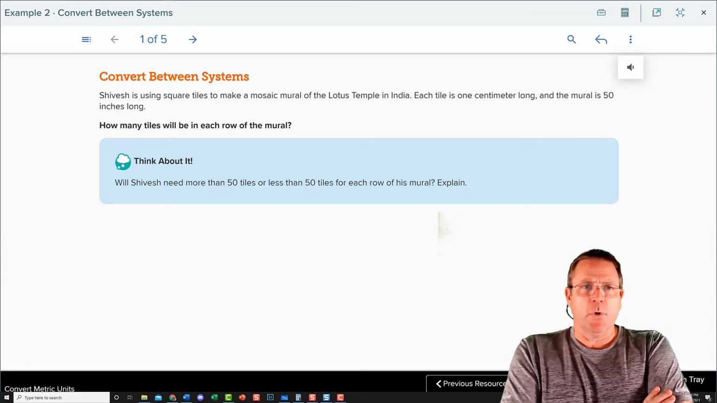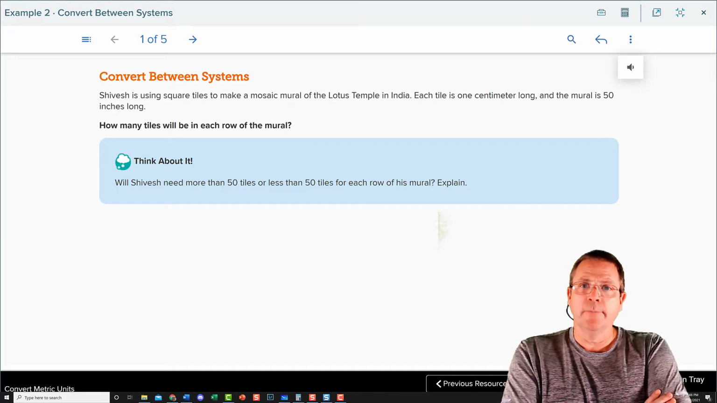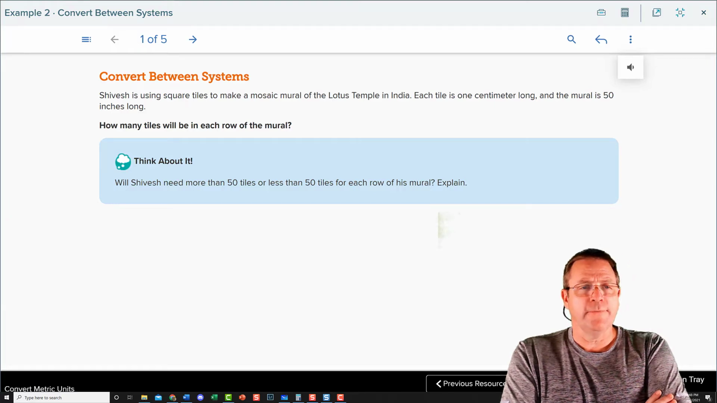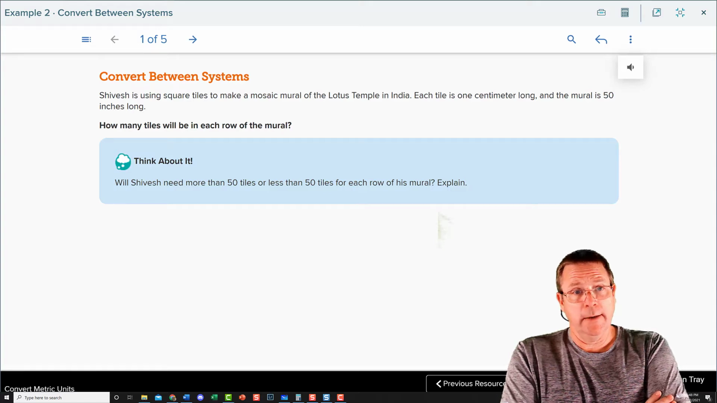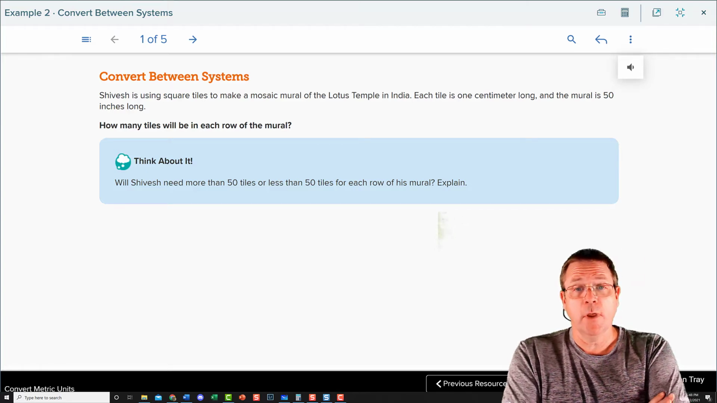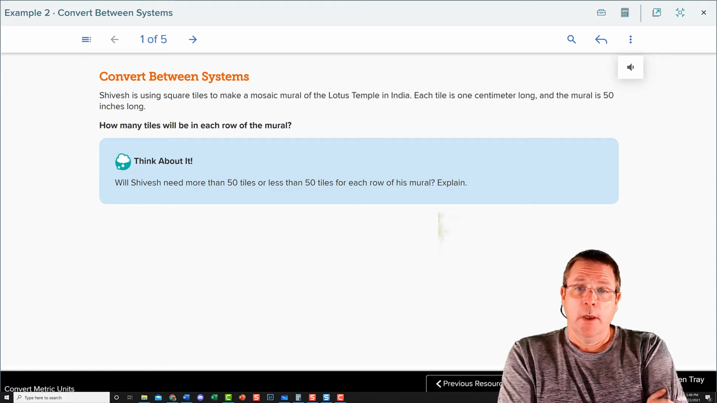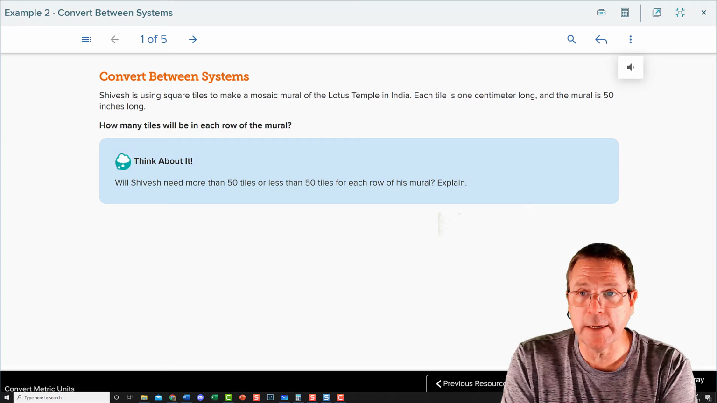Shavesh is using square tiles to make a mosaic mural of the Lotus Temple in India. Each tile is 1 centimeter long and the mural is 50 inches wide. We want to know how many tiles each row of the mural would take. We want to think about it. Will Shavesh need more than 50 tiles or less than 50 tiles? Well, if you think about it, each tile is going to be 1 centimeter.